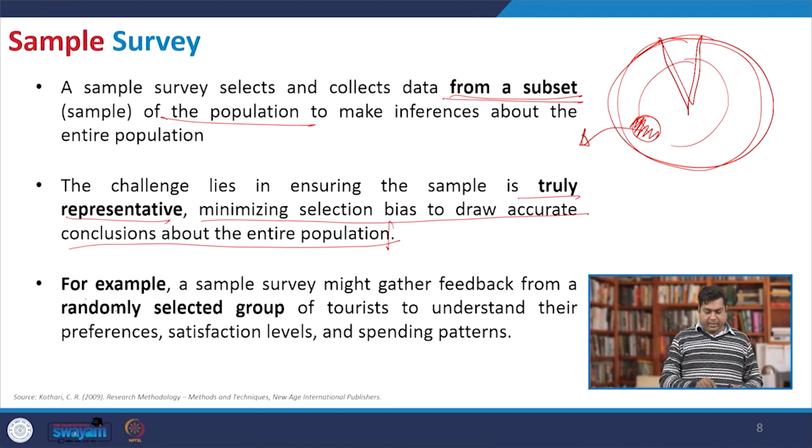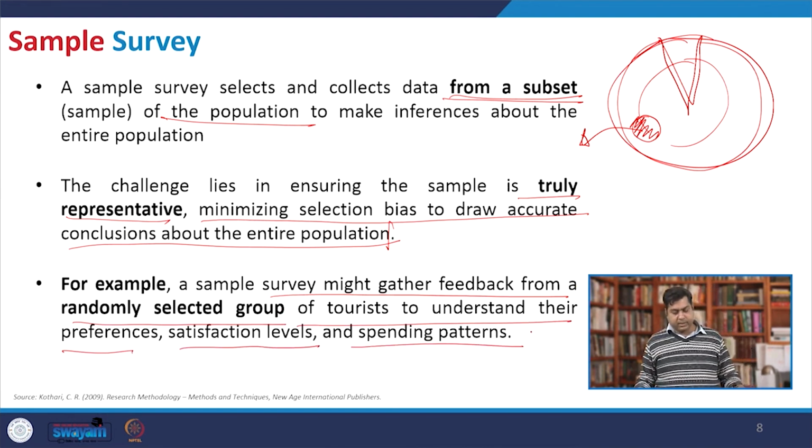Now, for example, a sample survey might gather feedback from a randomly selected group of tourists to understand their preferences, satisfaction, and the spending pattern in that particular tourist destination. So, in this case, we are not going to interview all tourists at that particular time. We just randomly select, or maybe we can select purposefully, depending on the sampling strategy. We will do the sample size calculation, which we will discuss again in a separate presentation.